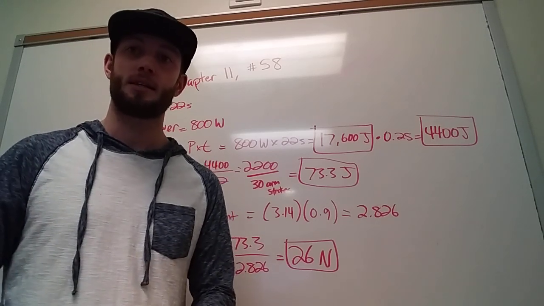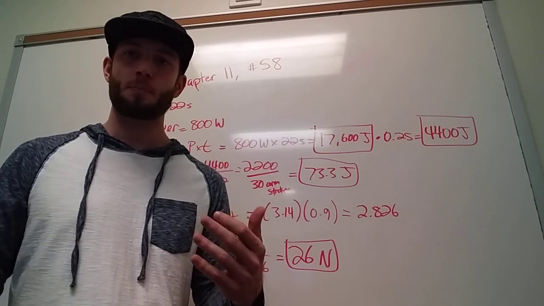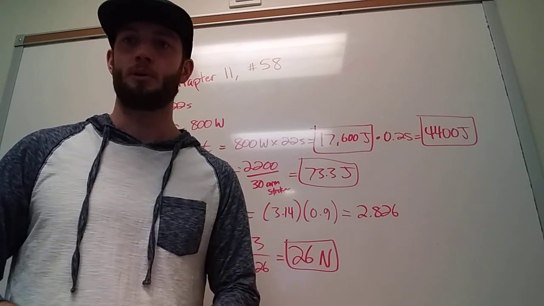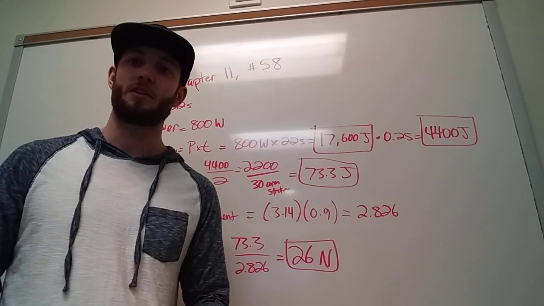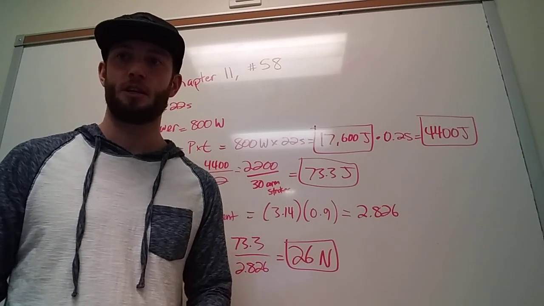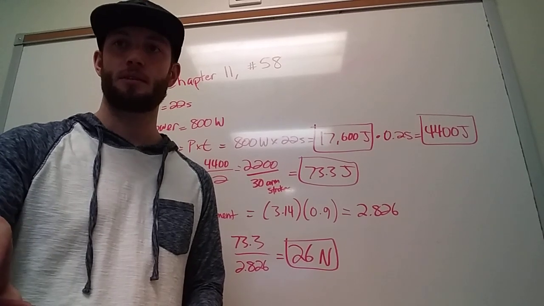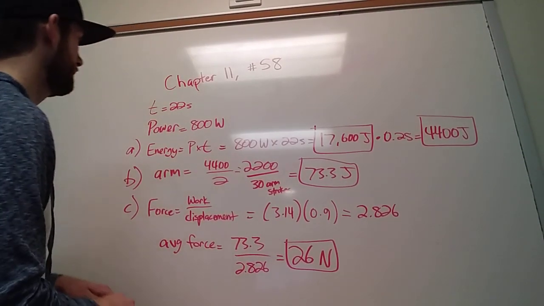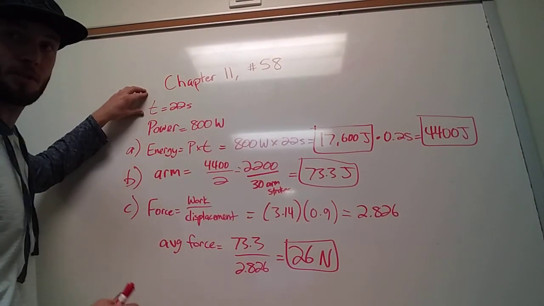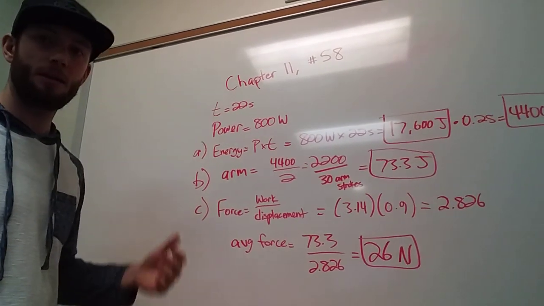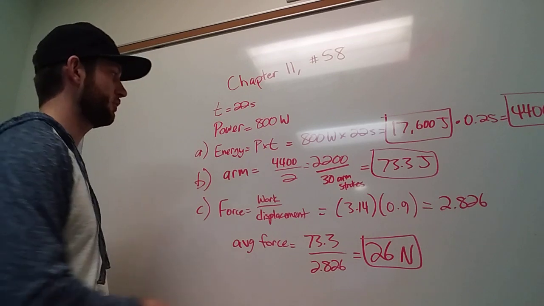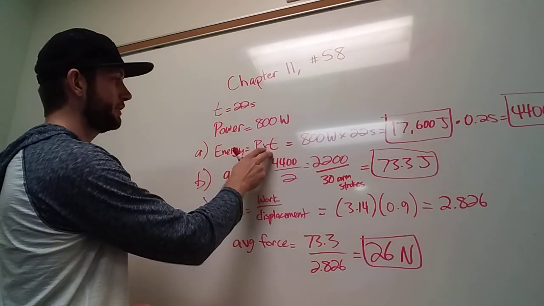Part A says, from this table, we know that a swimmer's metabolic power is 800 watts. If the efficiency for swimming is 25%, how much energy is expended moving through the water in a 50-meter race? We're given our time, 22 seconds, and our power, 800 watts. To solve part A, we're going to use the equation energy equals P times T.